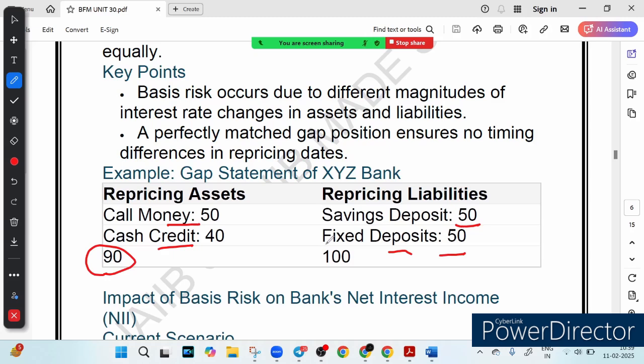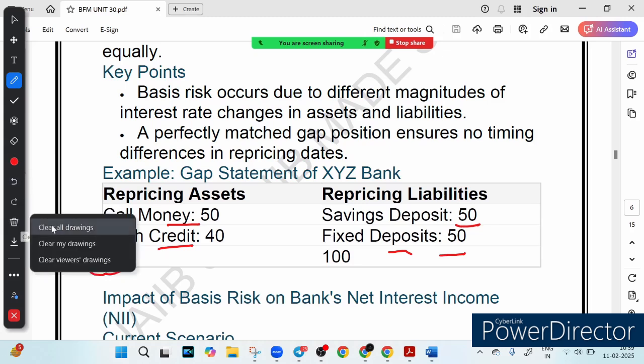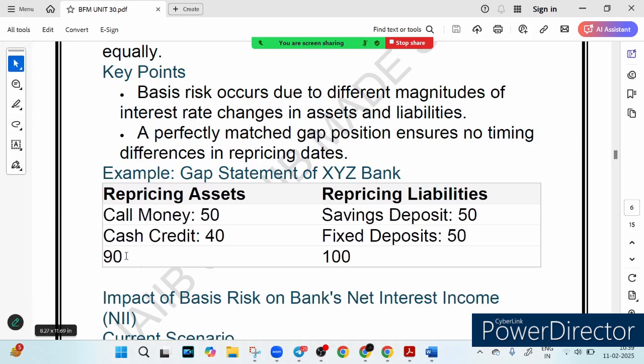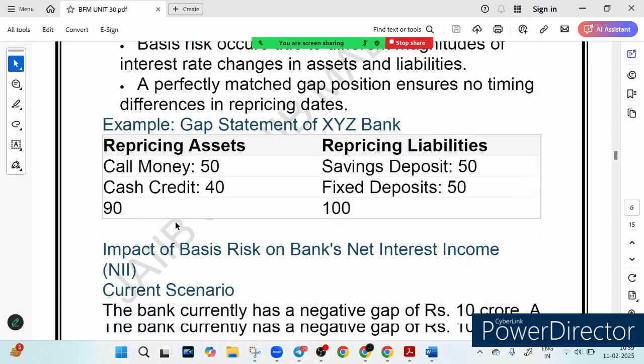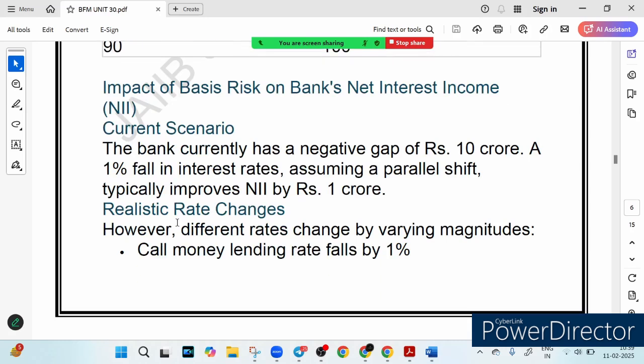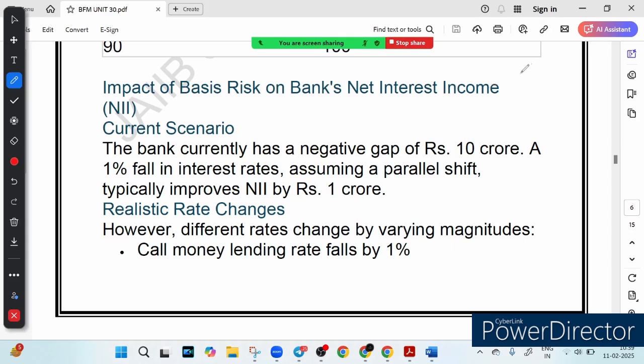Wrong. That is wrong. Here is the catch. Just because repricing happened together does not mean that interest rate moves equally, right? If I say that repricing happened together, it does not mean that interest rate will also move equally. Let me give you some example to make it more clear, right? So for example, let's say the first case, unequal changes, unequal increase.